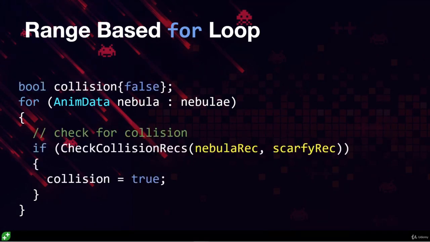So say we have a Boolean called collision initialized to false just outside the for loop. Well, inside the for loop, we can check for collision. If we have a rectangle that represents our nebula's current position and dimensions, we can check that against SCARFY's rectangle, and if we reach the inside of this if statement, then CheckCollisionRecs has returned true, and SCARFY has collided with one of the nebula hazards, and we can set our collision Boolean to true.